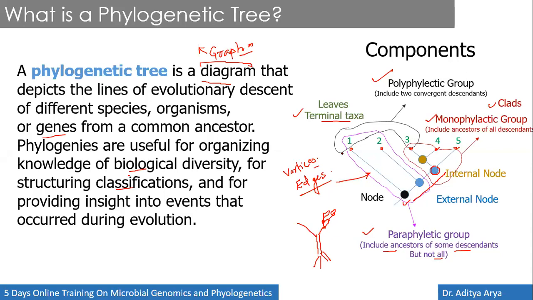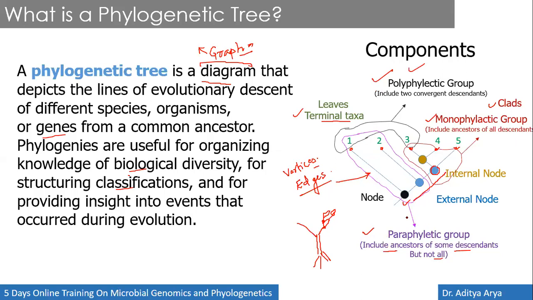And if you make a group of 1 and 3, probably you are not including the nodes. In such a situation, when you are not including ancestors, but only the divergent species or divergent leaves, that group is known as a polyphyletic group. So maybe even if you include 1, 2, 3, 4 and 5 only, that particular group will also be called a polyphyletic group. But here, what does paraphyletic mean?